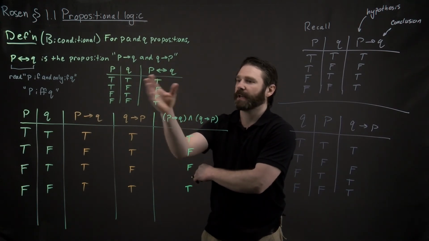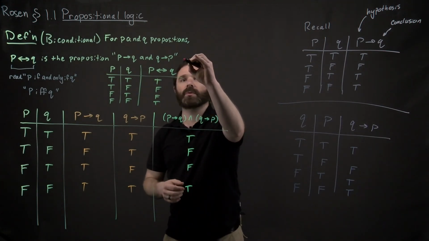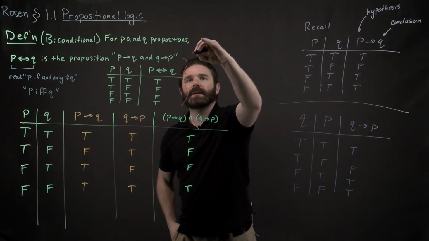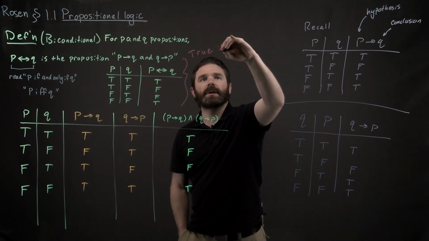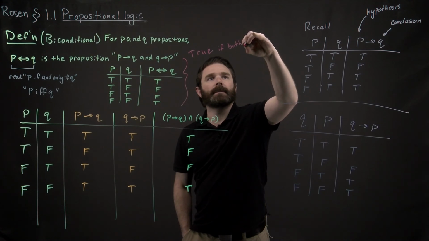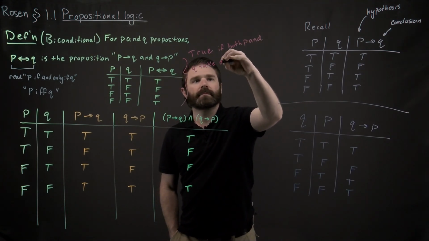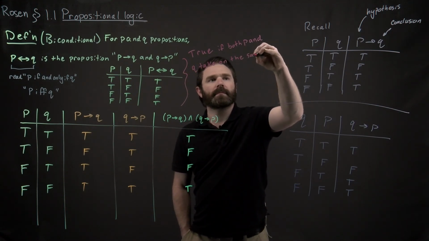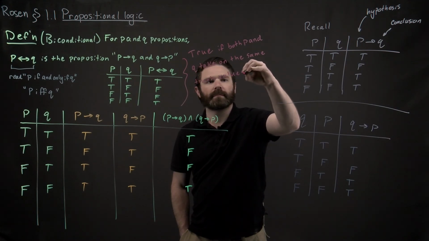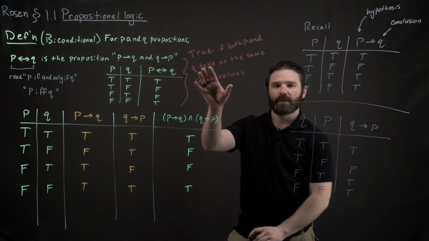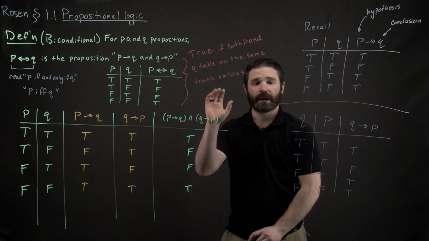So that's an alternate definition, and that's actually the definition that Rosen uses. So what Rosen says is that this thing is true if both P and Q take on the same truth values.